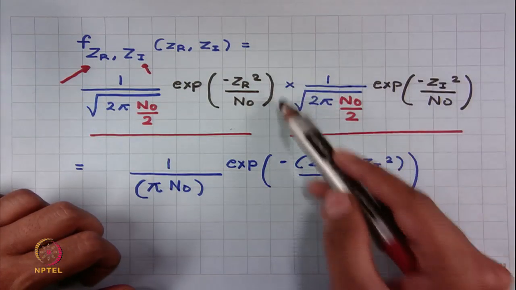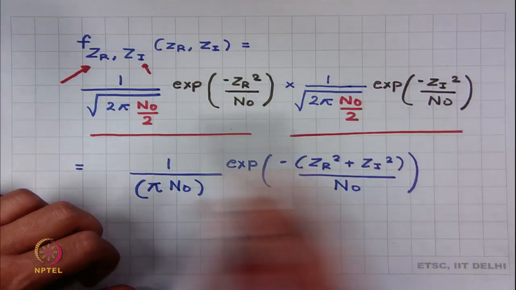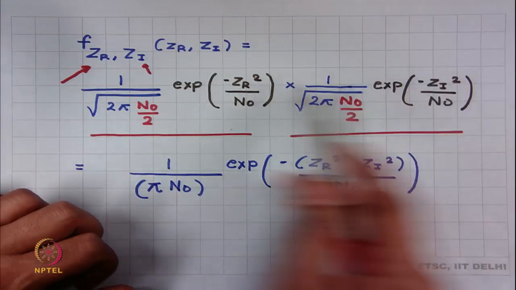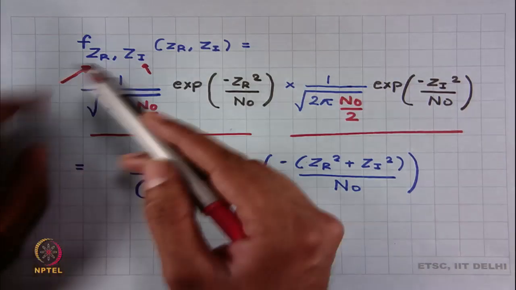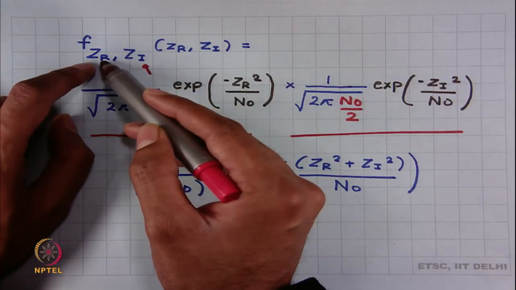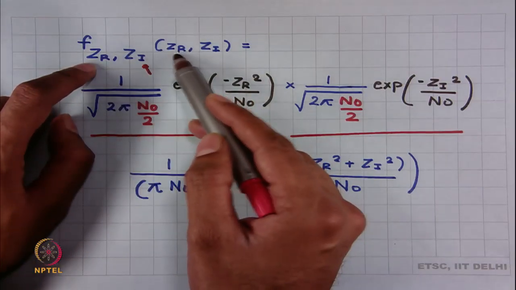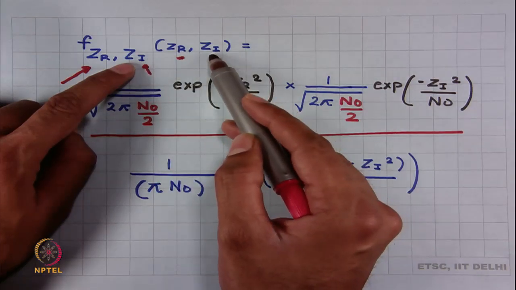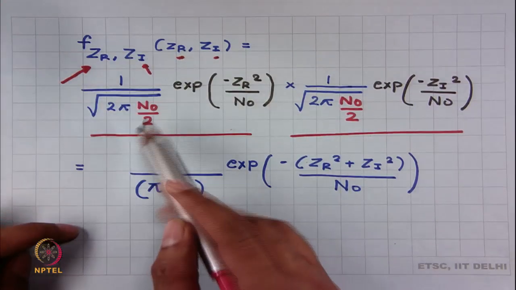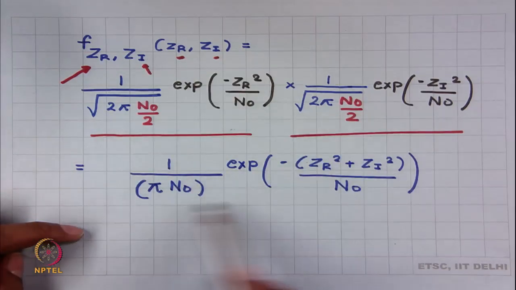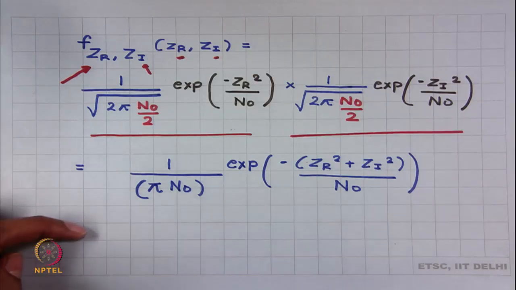The PDF of ZI is exactly the same as the PDF of ZR. What changes is the numerical value: we are trying to identify the probability distribution of ZR at the numerical value small zr, and the probability distribution of random variable ZI at the numerical value small zi. We can simply obtain the joint PDF by multiplying these two PDFs, and we get an equation like this.